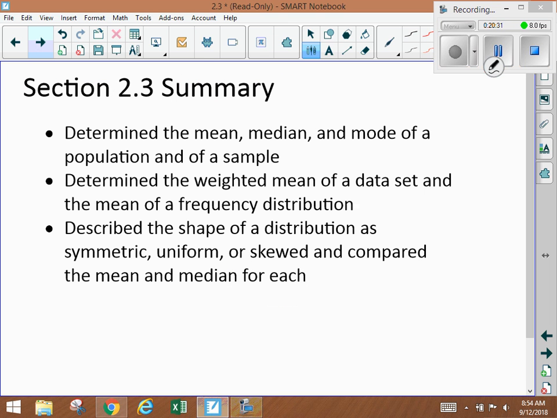All right, so there's the summary. We determined the mean, median, and mode of a population and sample, the weighted mean of a data set, and the mean of a frequency distribution. And we looked at the shape of distributions: symmetric, uniform, and skewed. We also compared the mean and median for a skewed distribution when we worked on the calculator.